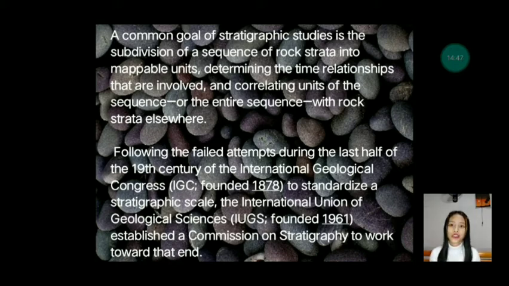A common goal of stratigraphic studies is a subdivision of a sequence of rock strata into mappable units, determining the time relationships that are involved, and correlating units of the sequence or the entire sequence with rock strata elsewhere. Following the failed attempts during the last half of the 19th century of the International Geological Congress (IGC), founded in 1878, to standardize a stratigraphic scale, the International Union of Geological Sciences, or IUGS, founded in 1961, established a commission on stratigraphy to work toward that end.